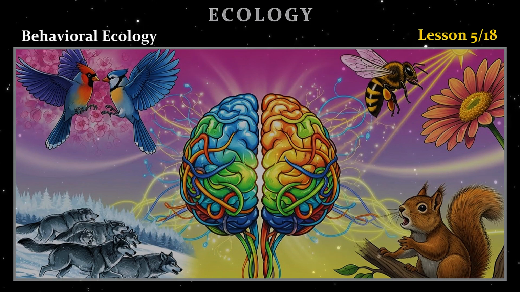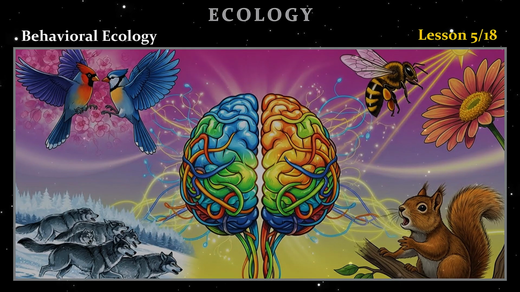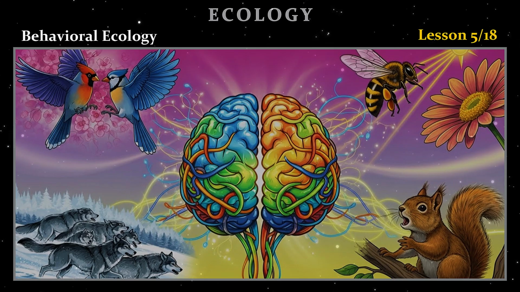This is known as kin selection. It explains why bees sting to defend the hive. They are sterile workers, defending their mother, the queen, who carries the genetic future of the colony. They are not acting out of charity, they are acting out of genetic imperative.